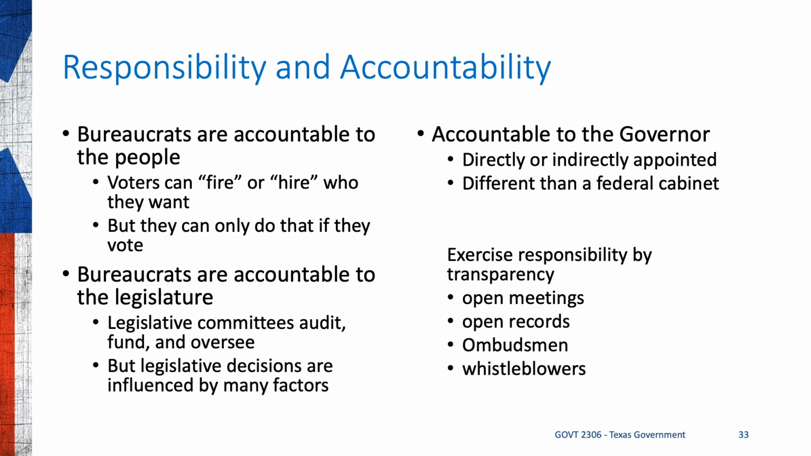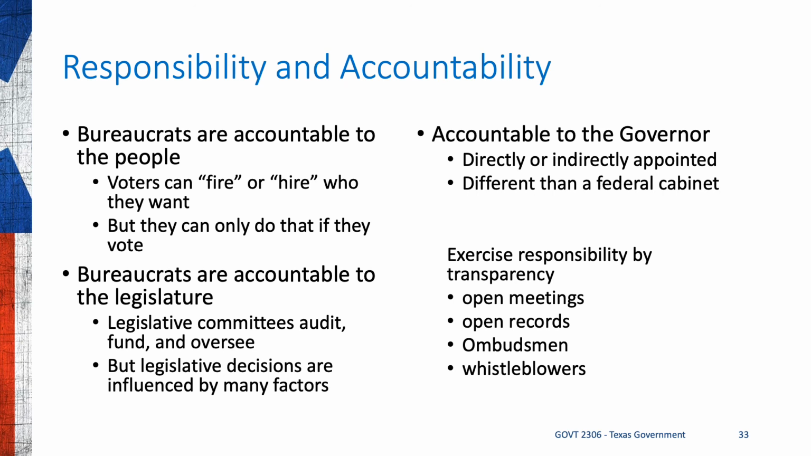Now, who are bureaucrats ultimately responsible or accountable to? The people, the voters. The voters are the ones that hire or fire bureaucrats. So hire and fire Greg Abbott and Ken Paxton. But only the people who vote have that power. So if you don't vote, then you don't have the power to say who is governor. It's just logic.